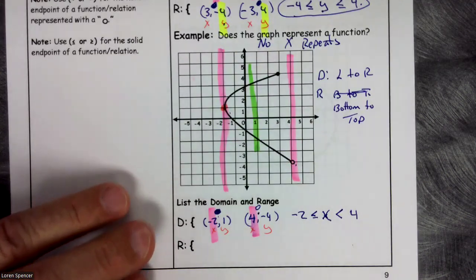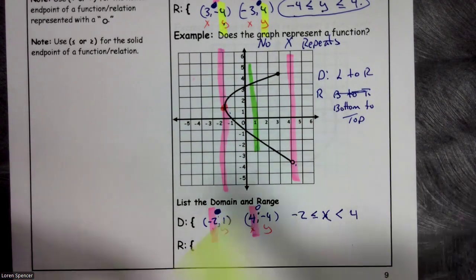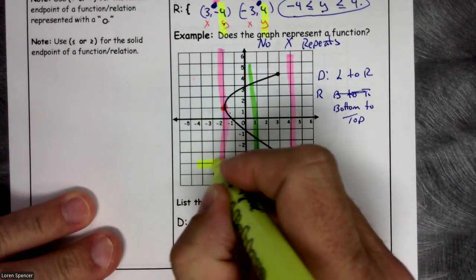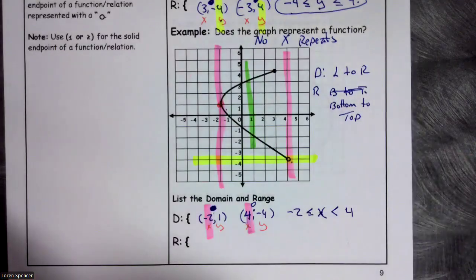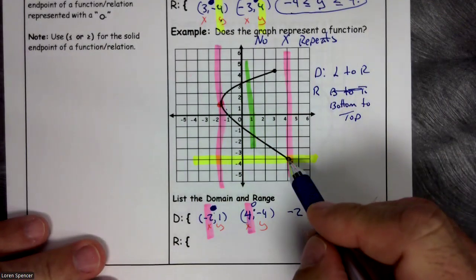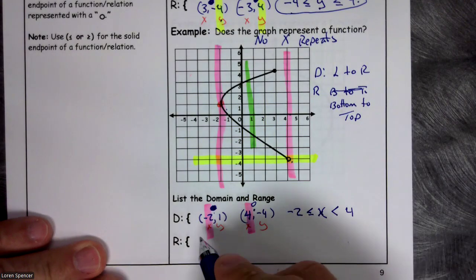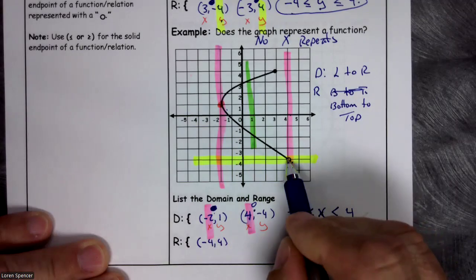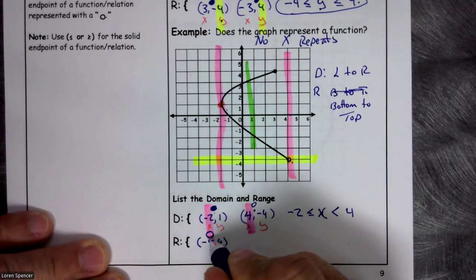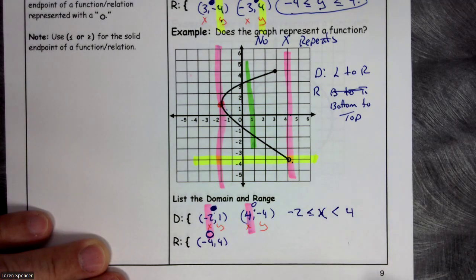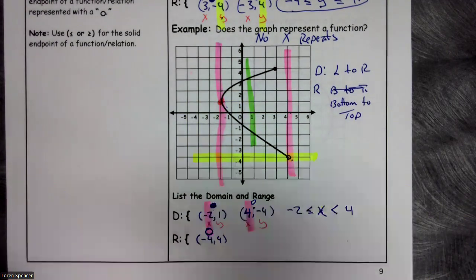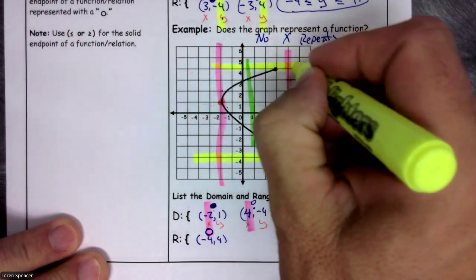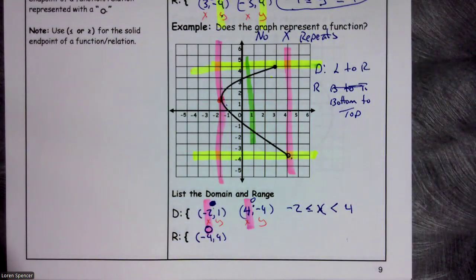Okay? The range. All right? So now we start at the bottom. My lowest value looks like it's at -4, 4. Be careful, it has a hollow, so we need to mark it as a hollow. And then my highest value, which we didn't use before, is this one. It's at 3, 4.